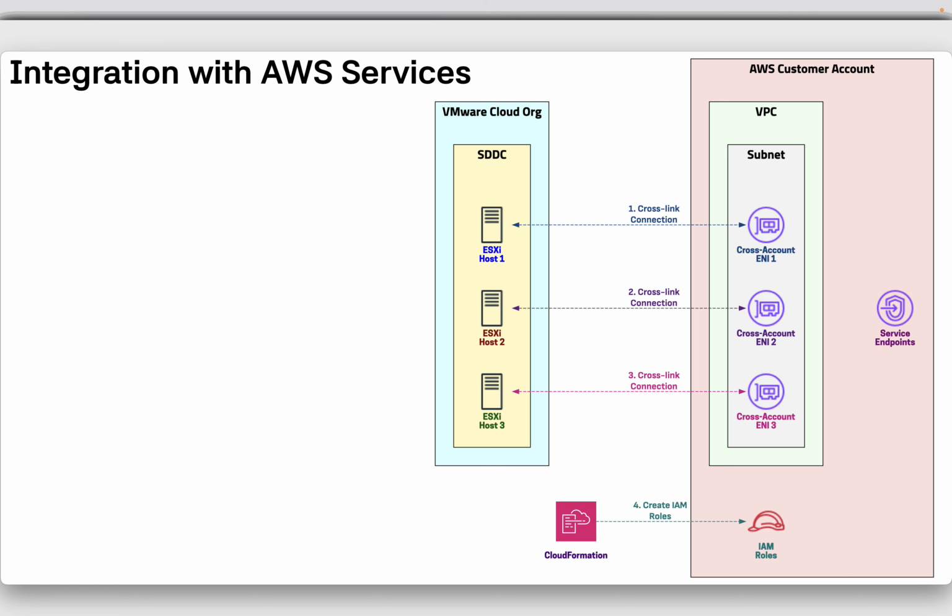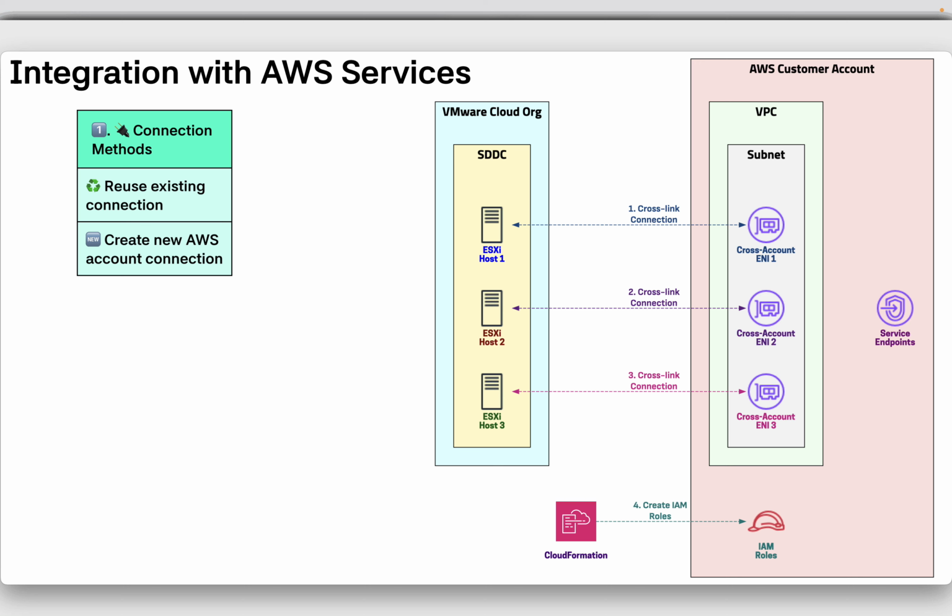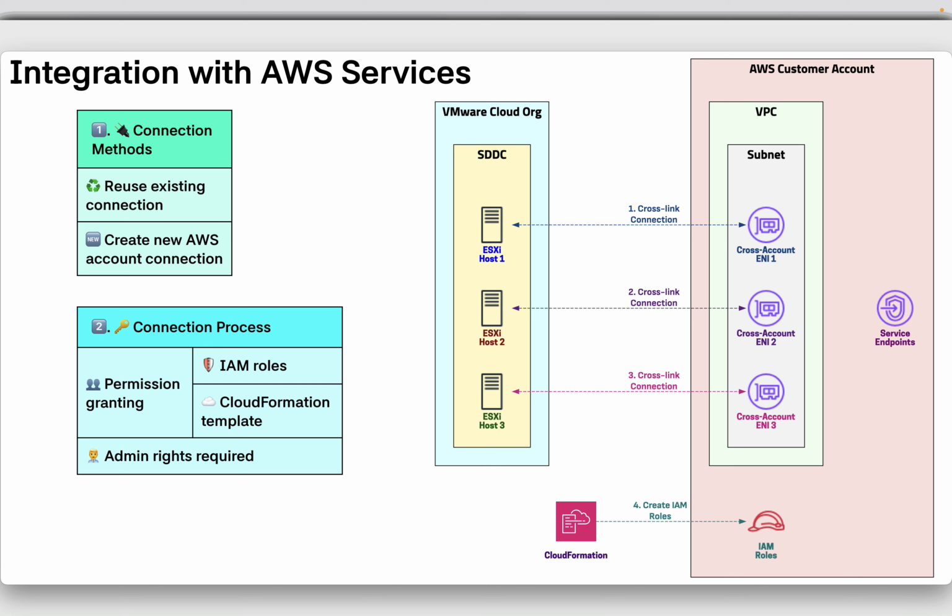So next is integration with other AWS services, or how it directly integrates with AWS services. Integration with AWS services in SDDC provides two connection methods: utilizing an existing AWS account connection from a previous SDDC deployment, or establishing a new connection to an AWS account during the provisioning process. The connection process involves granting specific permissions through IAM roles created via CloudFormation templates, requiring the person performing the connection to have administrative rights within the AWS account for successful execution.